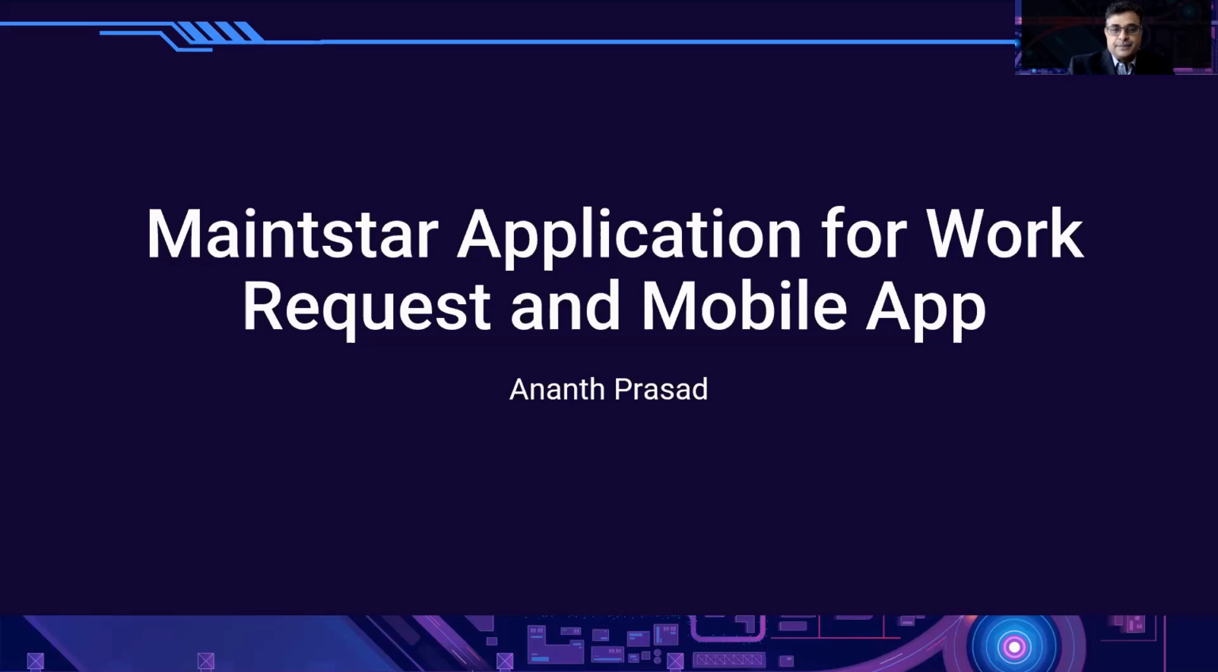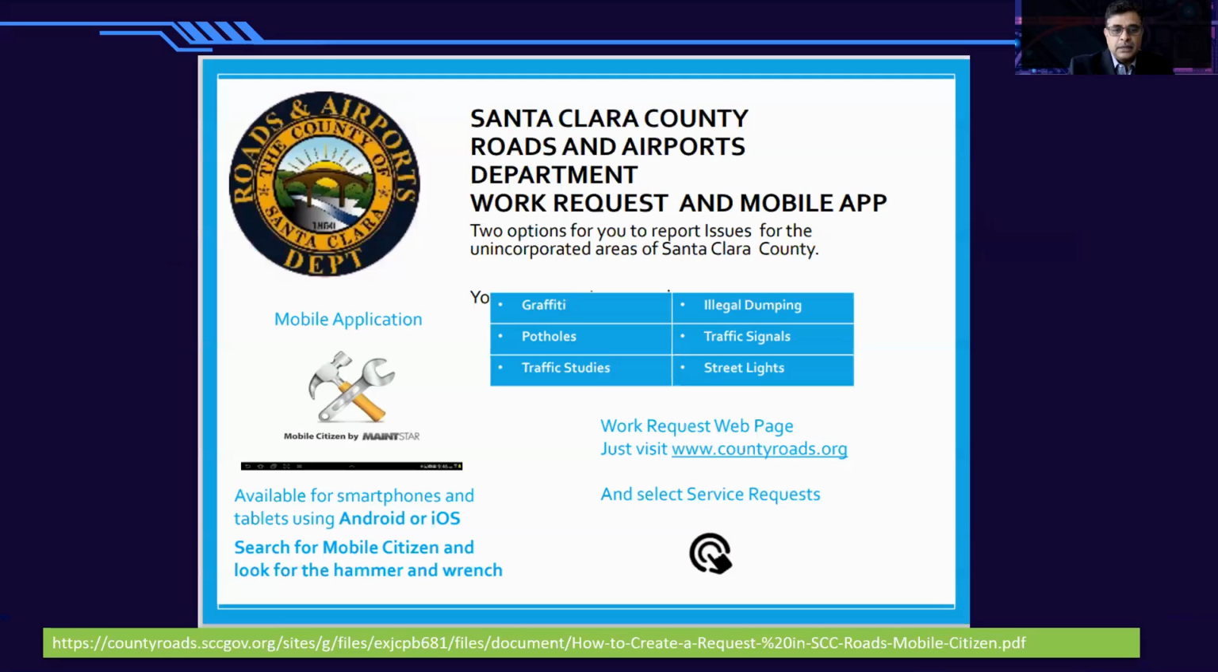So then we're moving on to the main star application. Basically, this is an application we developed for collecting public service requests. If you go to our countyroads.org, you can click on service request, you land on a page like this, and then you just put in some basic information about what you're trying to contact us for: traffic signal issues or traffic roadway issues, potholes, graffiti, illegal dumping. There's a whole bunch of stuff you can select. And then the key thing that it does is that it sends it to the right section of the department.